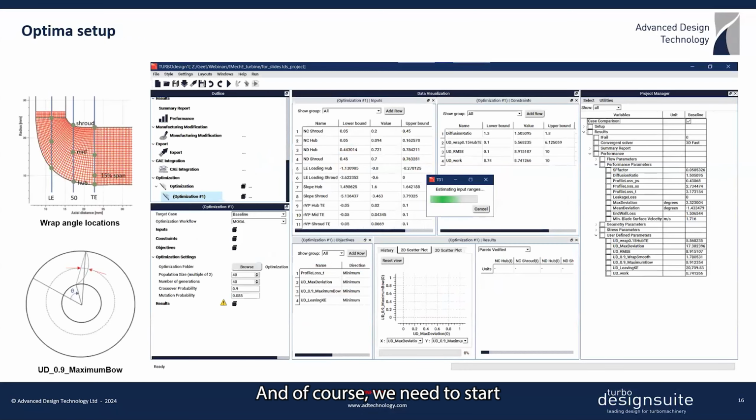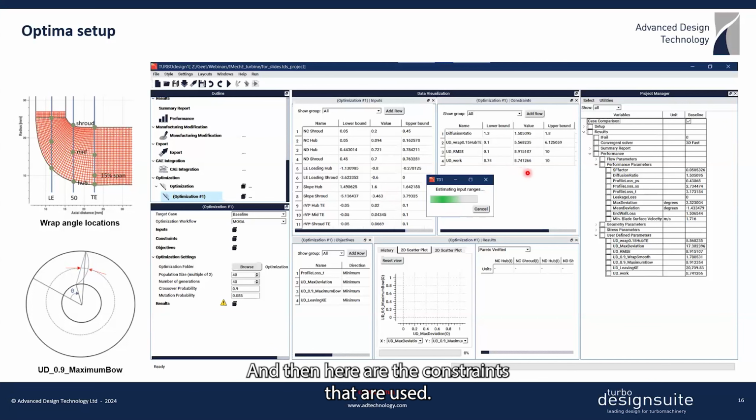And of course, we need to start by specifying the range of variation for the input parameters, which are the stream-wise loading parameters and also the trailing edge work coefficient, because it has an influence on the wrap angle and therefore the blade stresses. And in fact, there is a machine learning based feature that can provide initial range estimates for these input parameters, which basically helps to explore a large design space, but also avoids infeasible solutions.